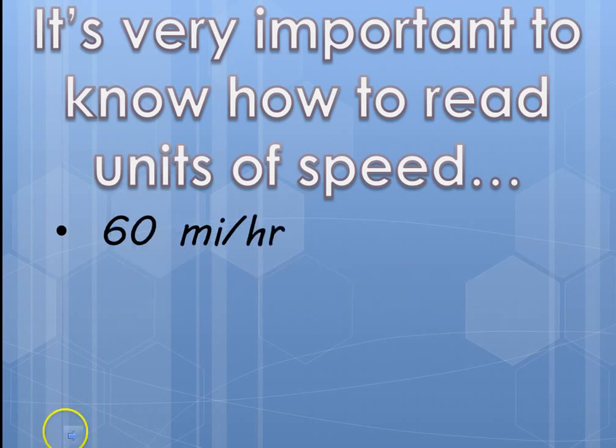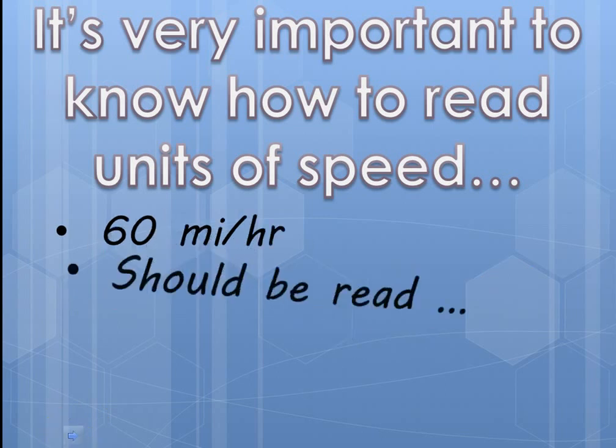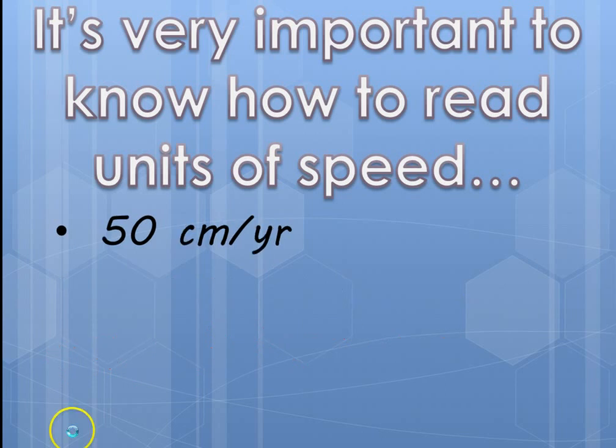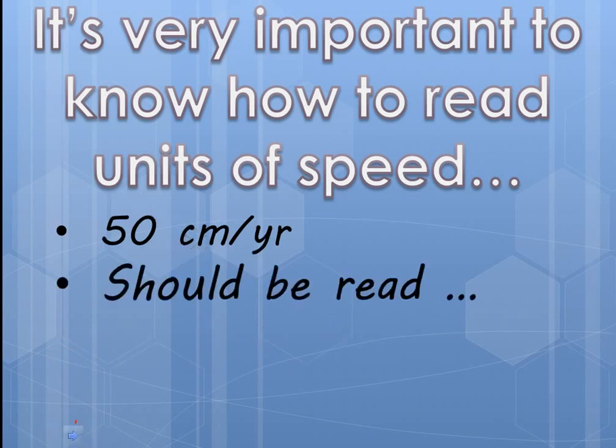Okay, so what would this be? So obviously that's 60. And MI would stand for miles, right? The slash is per, and the HR would be hour. Okay, we have 50. CM would be what? Centimeters?